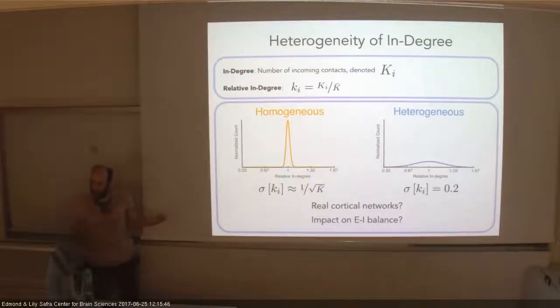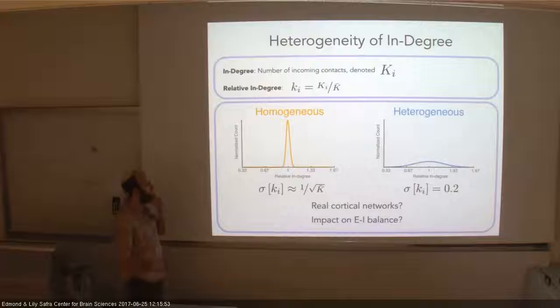So in particular, we study the heterogeneity of what we call the in degree. The in degree is the number of inputs that every neuron gets. So in the model that Jonathan presented, it was exactly constant, Ki. The number of inputs to each neuron was just equal to K for every neuron. We'll look also at the relative in degree. It's just Ki divided by the mean across the population.